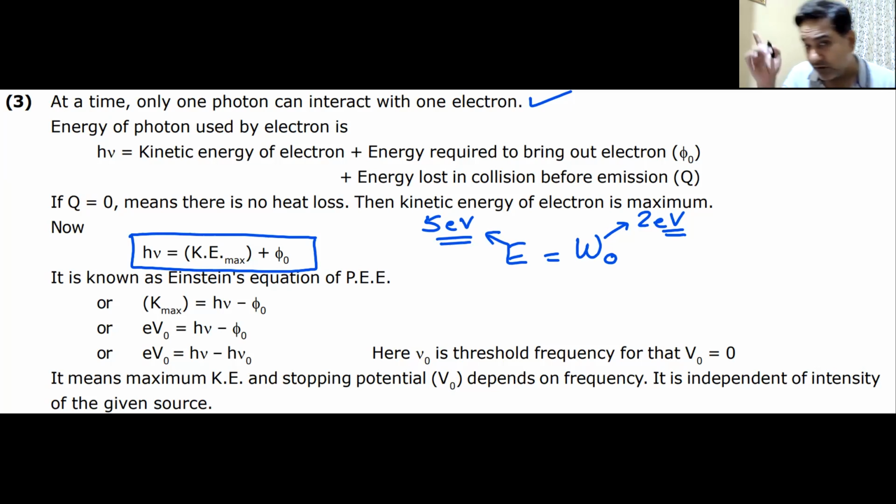5 electron volt here, 2 electron volt there. Some energy is left. Where will that energy go? Energy cannot be created, energy cannot be destroyed. Tell me, where will that energy go?